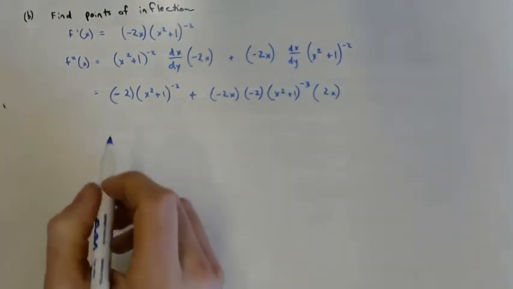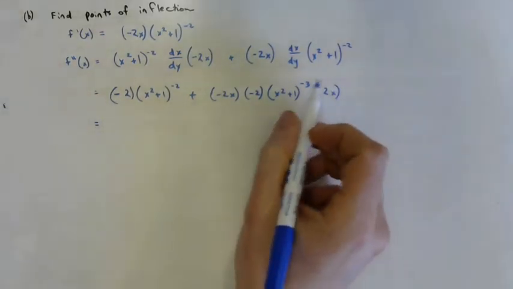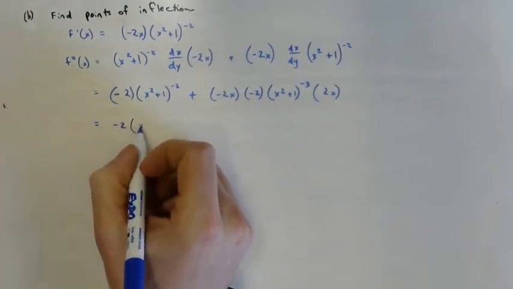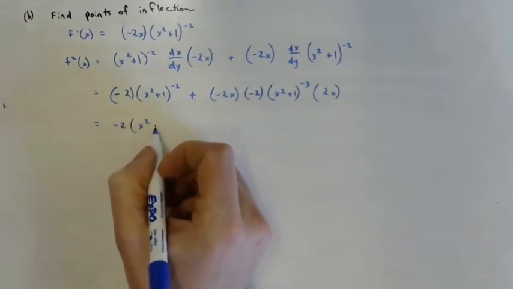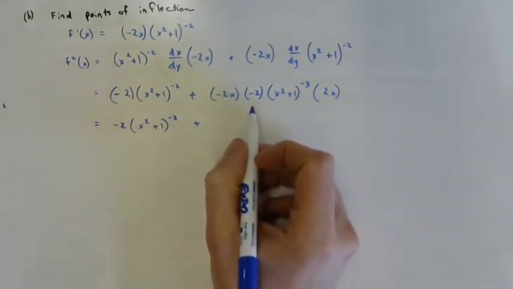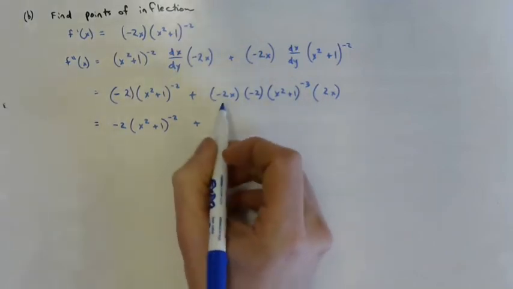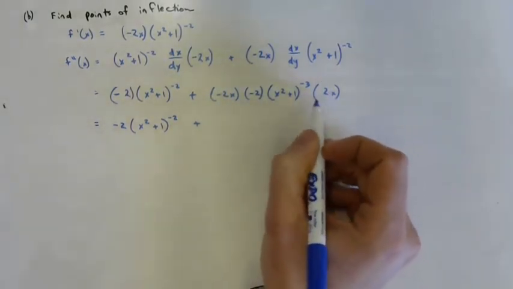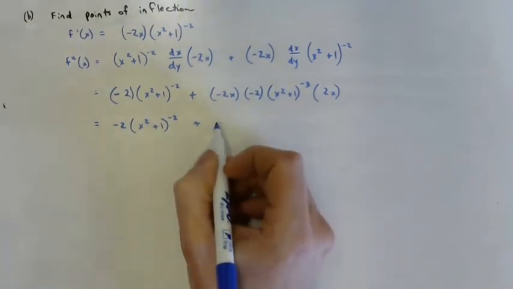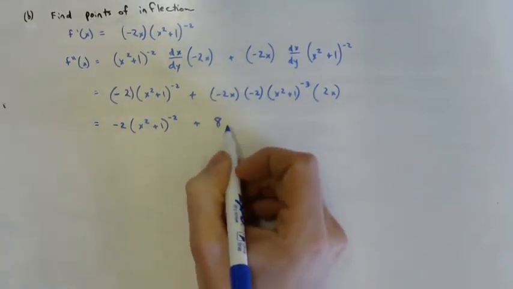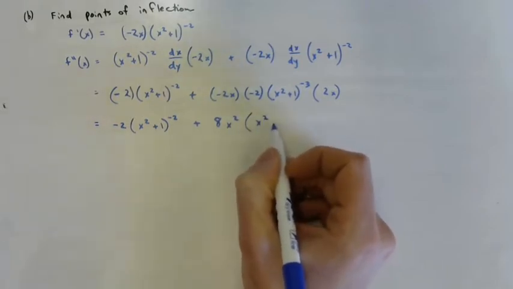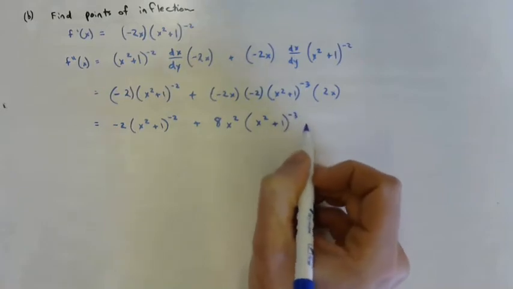I'm going to simplify the second term here. So the first one stays the same, -2, and then in brackets (x squared plus 1) to the power of -2. But in our second term here, I have a -2x, I have a -2, and a positive 2x. I'm going to multiply all those together to get 2 times 2 times 2 is 8. It's positive because there are 2 negative factors, and there are 2 factors of x. And then we've got (x squared plus 1) to the power of -3.